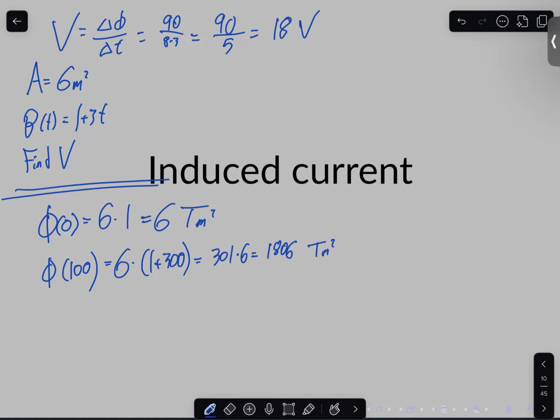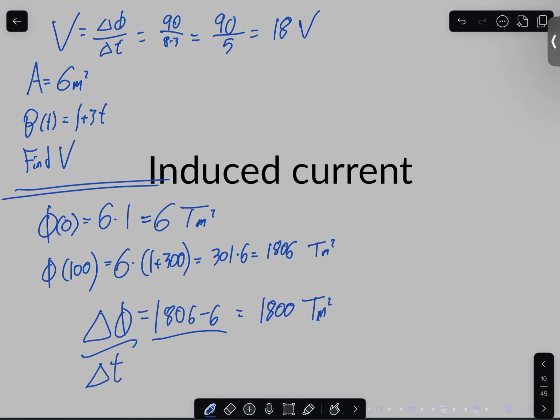Look, the change in the flux is 1806 minus 6 equals 1800 Tesla meters squared. Change in flux over the change in time. Rumor has it 1800 divided by 100 is 18 volts.